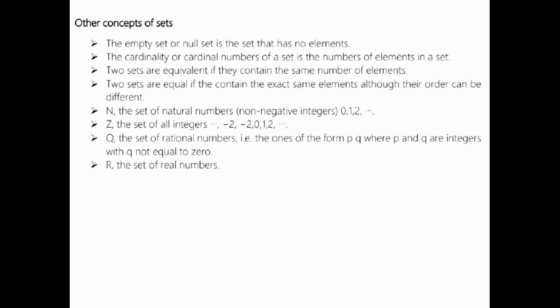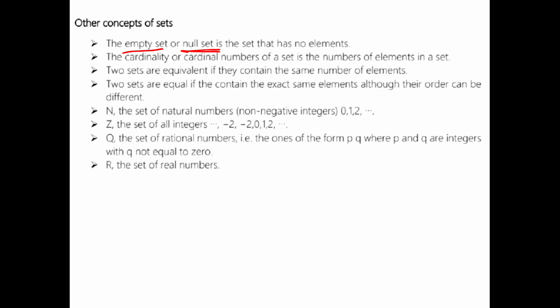So, other concepts of sets. An empty set or null set. Again, the null set is a set that has no elements. So it is empty. For example, we have P with nothing inside. So we will call it an empty set or null set. It is vacant. Next is the cardinality or cardinal numbers of a set, which is the number of elements in a set.